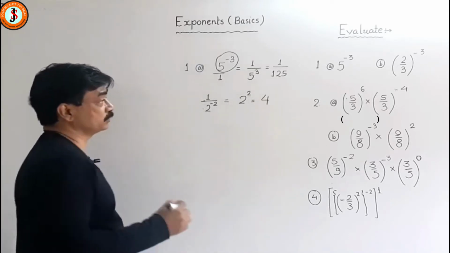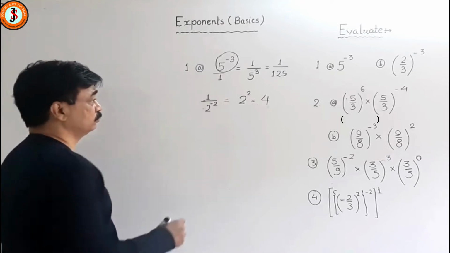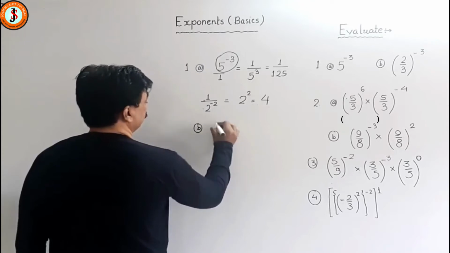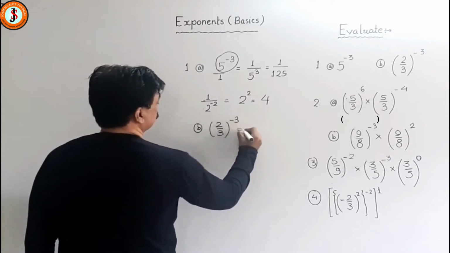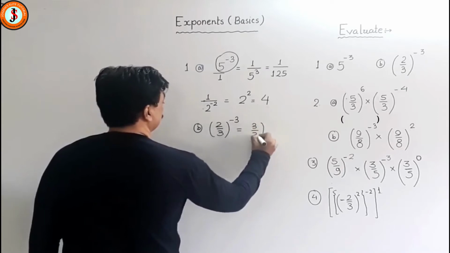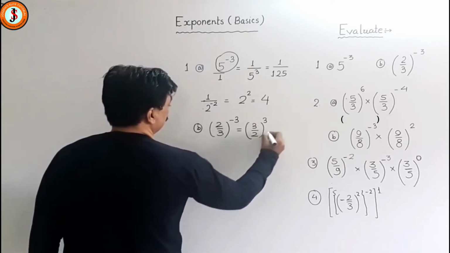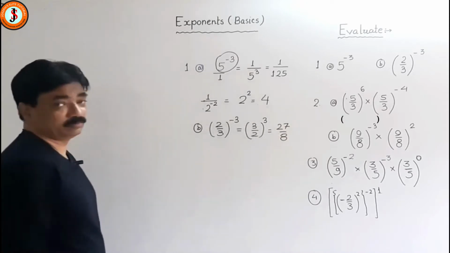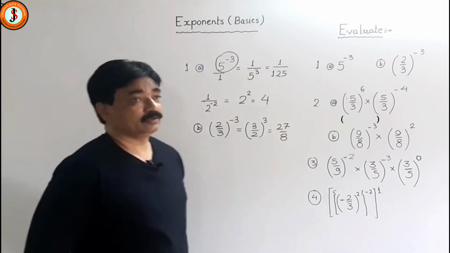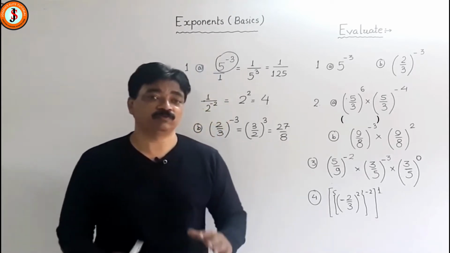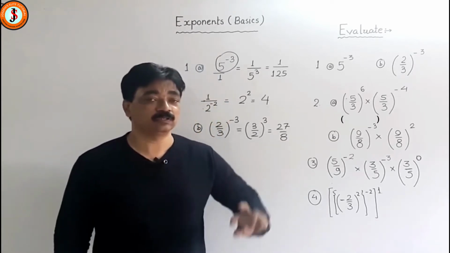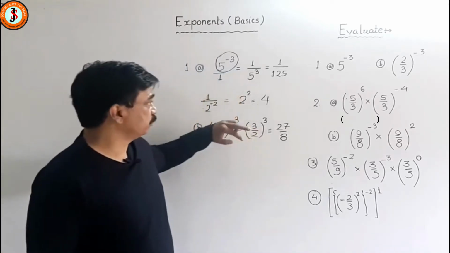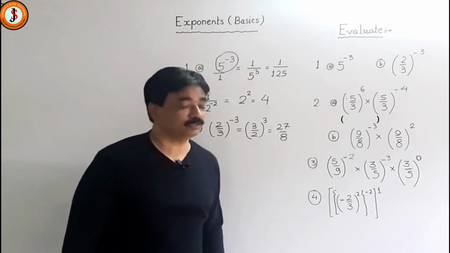Now suppose there is a fraction on which there is a negative power. That is question number B. 2 by 3 the whole cube minus cube. It will just change to 3 by 2, just reverse. So this is 3 cube, that is 27, by 2 cube, which is 8. Simple. If I give 4 by 5 to the power minus 2, it will become 5 by 4 to the power plus 2. So the power will become positive only when you interchange the numerator and denominator.